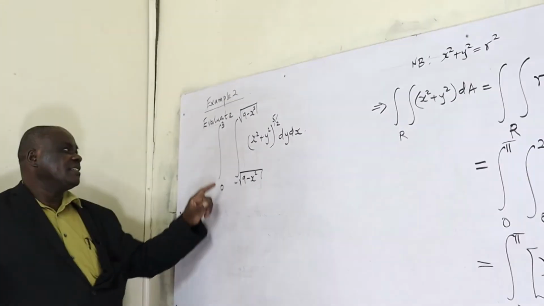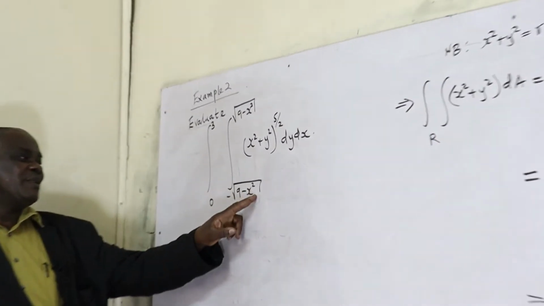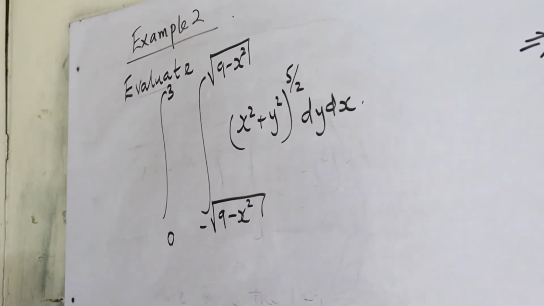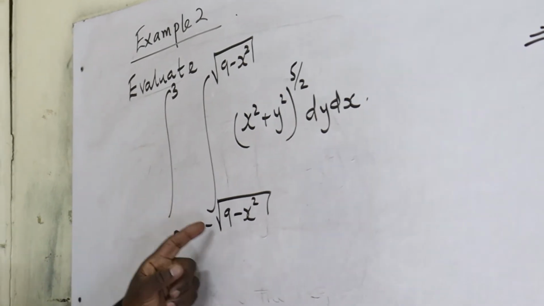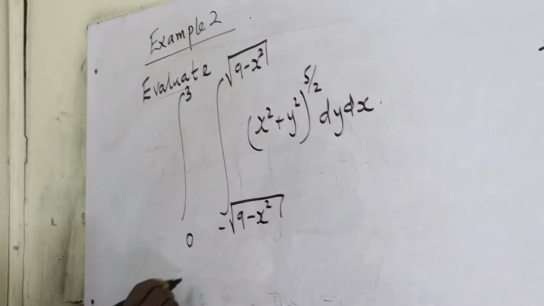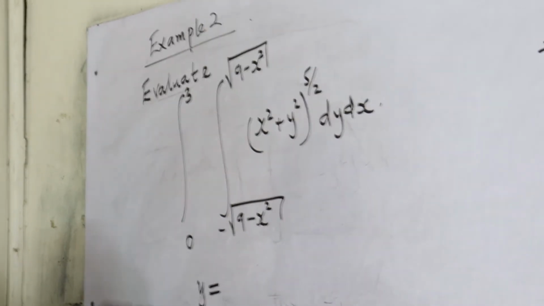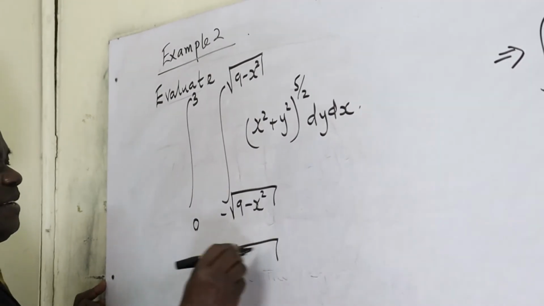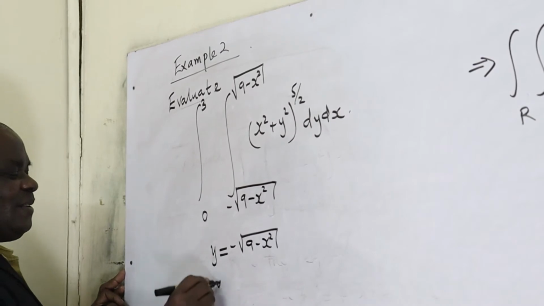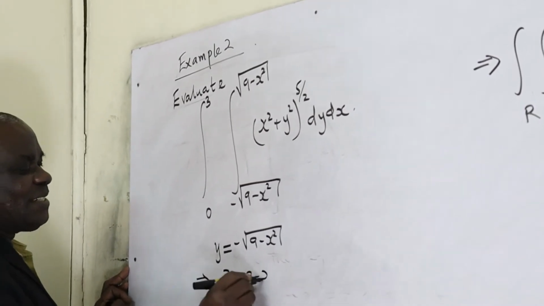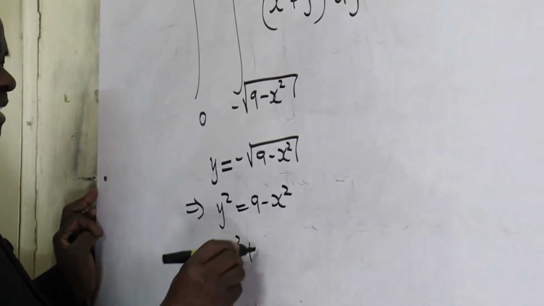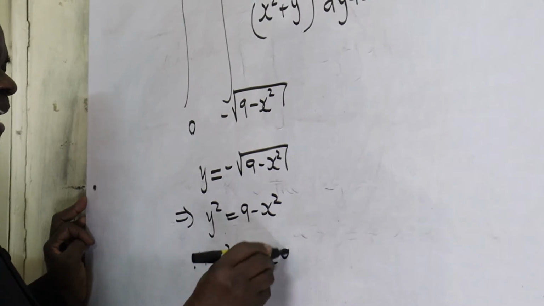So evaluate the integral from 0 to 3, from negative root of 9 minus x squared to positive root of that. When we have such an integral to evaluate, these are limits for y. From the lower limit of y, we say y is equal to negative root of 9 minus x squared. This implies y squared will be 9 minus x squared. That is, therefore, x squared plus y squared is equal to 9.